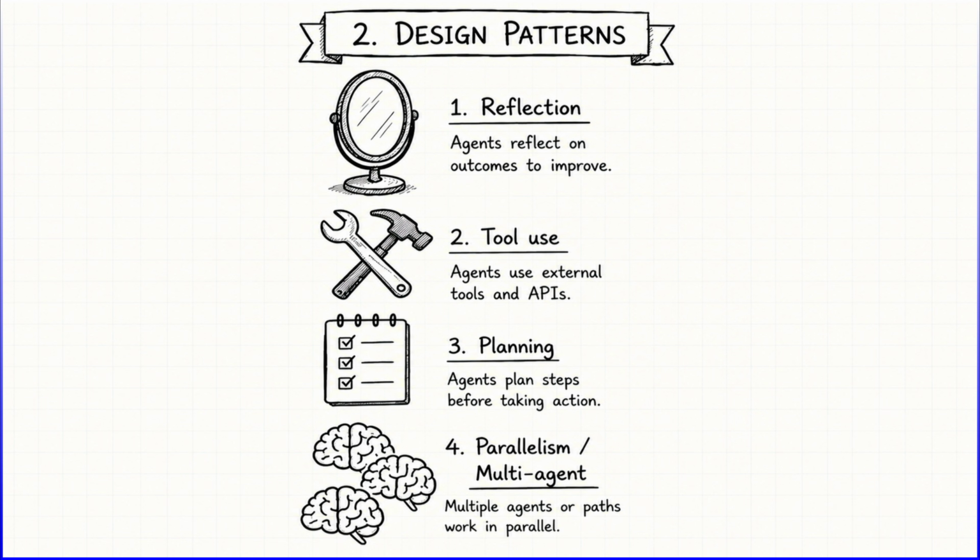Second, we have the tools we use. This pattern equips agents with external tools or APIs to extend their capabilities, allowing them to delegate specialized tasks rather than doing everything internally. The agent identifies a task, calls the appropriate tools with context, receives processed results, and integrates them into the workflows.